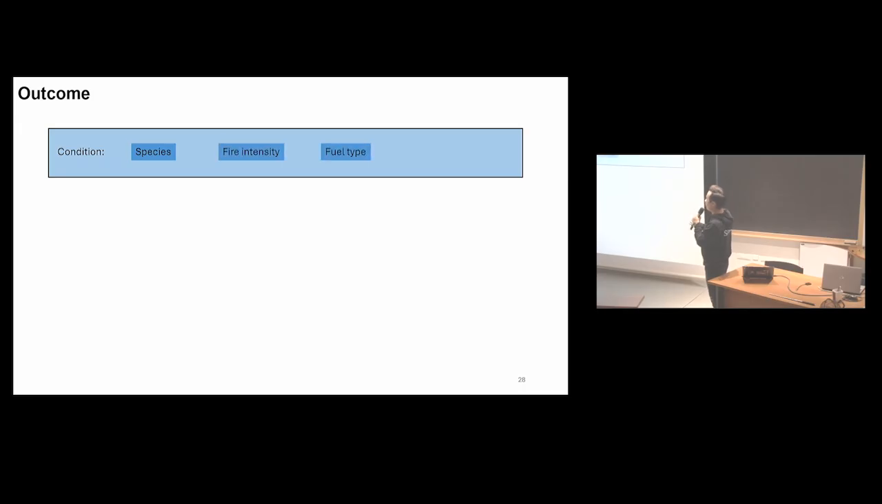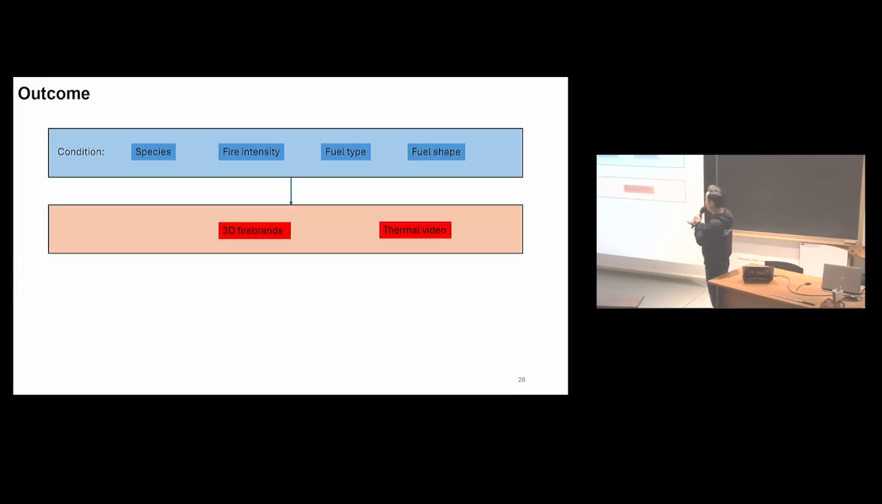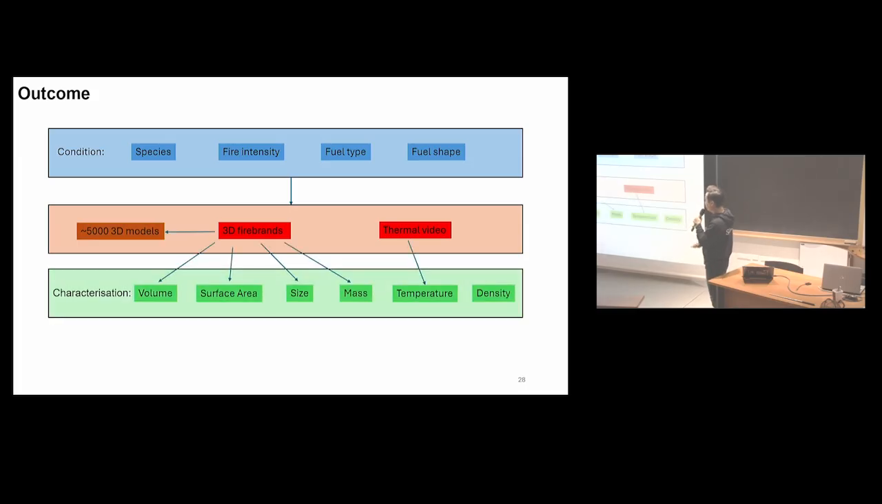We have different conditions: species, fire intensity, and so on, and then we have firebrand data and thermal videos. We have about 5,000 of them, and we characterize them. So this information will be used for the model. I guess I'll leave this question for you. Thank you.